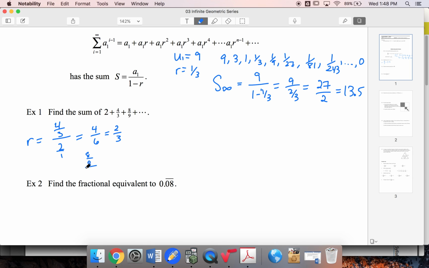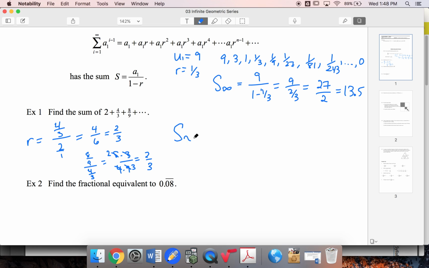So let's check it out. 8/9 over 2/3. That's going to be 8 times 3 over 2 times 9. So I'm going to end up with a 4 on top and a 3 on the bottom. That does not make sense. Oh, I divided by 2/3. That was silly of me. I was supposed to be dividing by 4/3. All right, that makes more sense because now I have 8 times 3 over 4 times 9. I've got a 2 left and a 3 left, so my r is in fact 2/3.